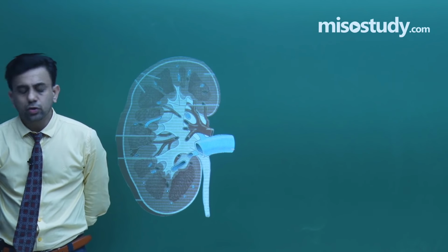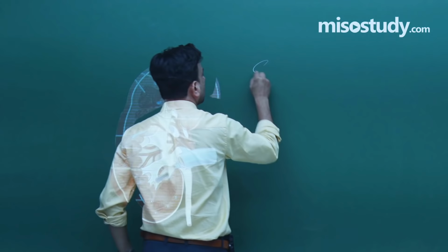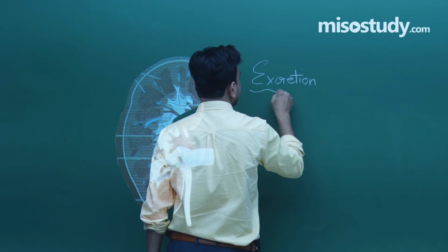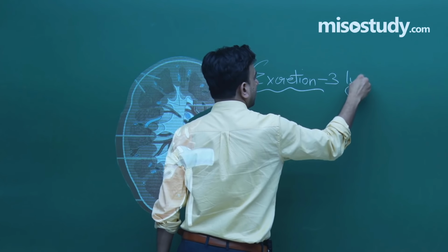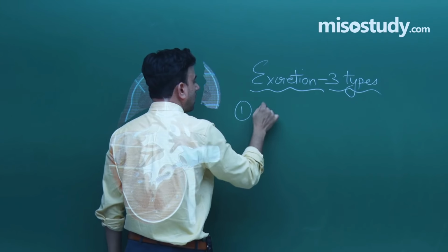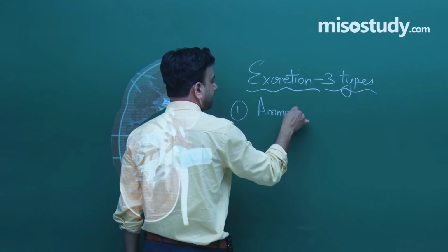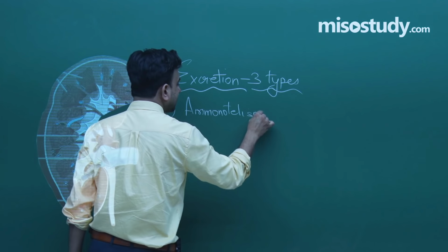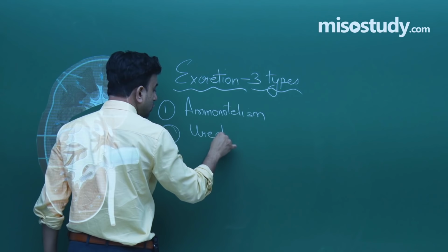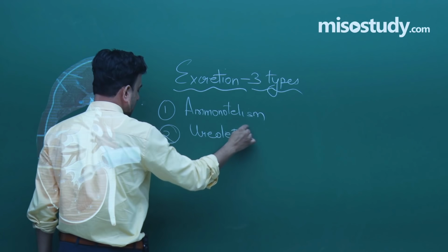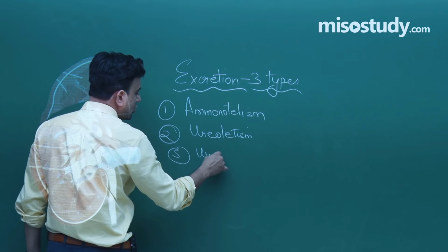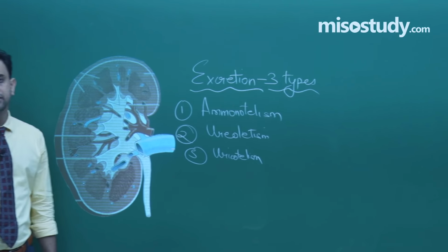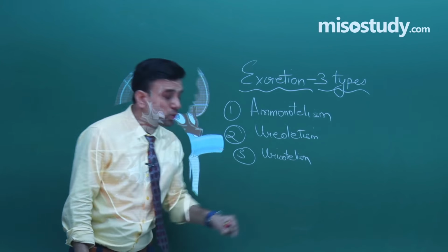So before I start with this, excretion can be of three types: ammonotelism, ureotelism, and uricotelism. Right? Excretion is mainly of three types: ammonotelism, ureotelism, uricotelism.